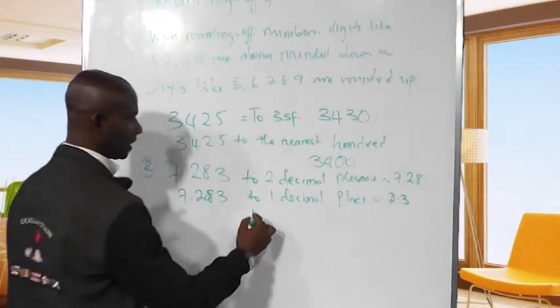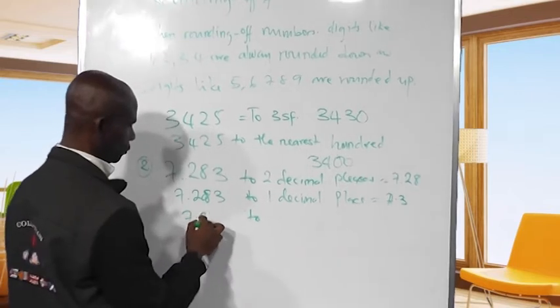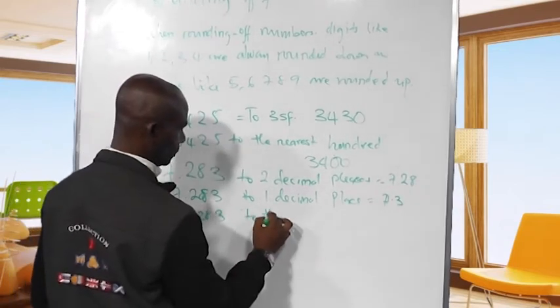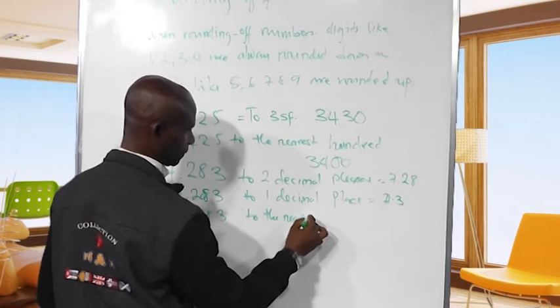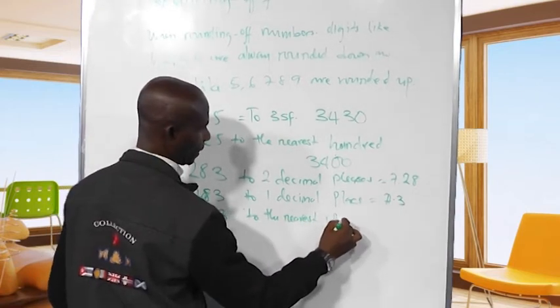Now, to convert 7.283 to the nearest whole number.